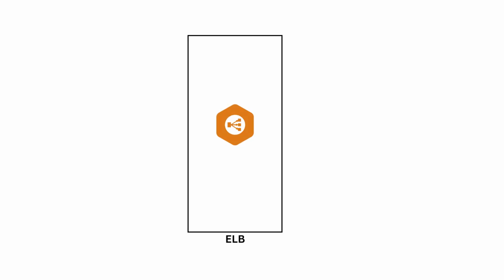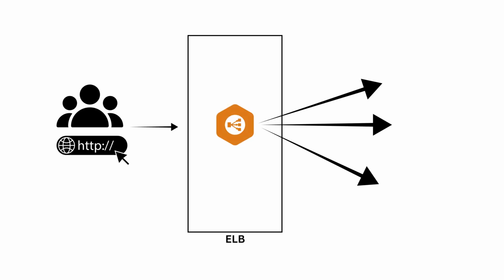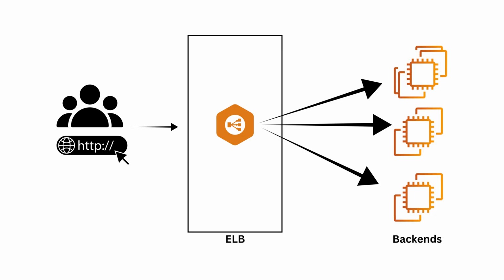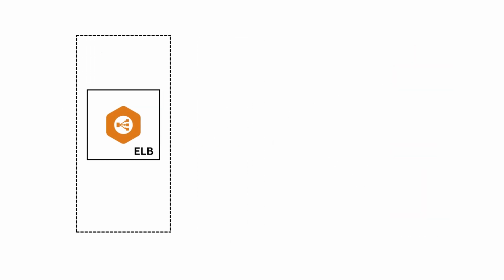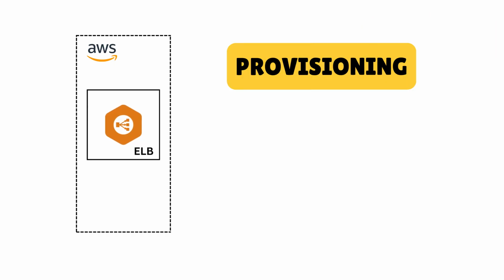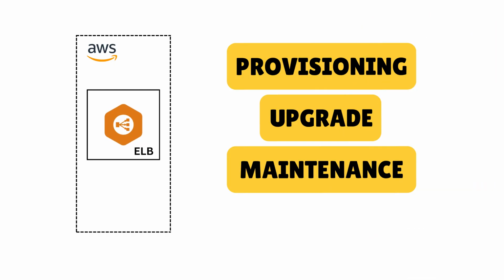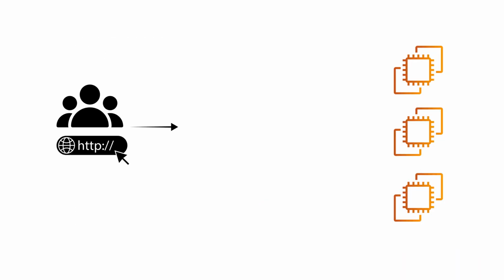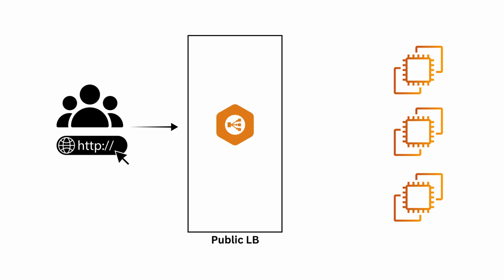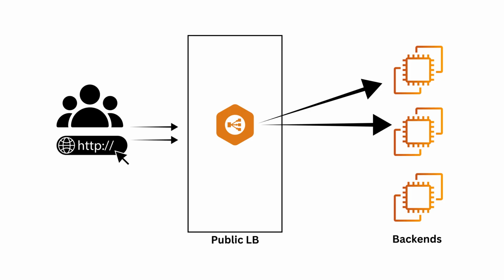A load balancer is a server that distributes incoming internet traffic to multiple backend EC2 instances. AWS manages the ELB service completely, that includes provisioning, upgrades, maintenance, and ensuring high availability. Users access the application through the public load balancer, and the load balancer forwards traffic to multiple EC2 instances at the backend. It balances traffic across instances as user volume increases, which ensures seamless response and efficient load handling.